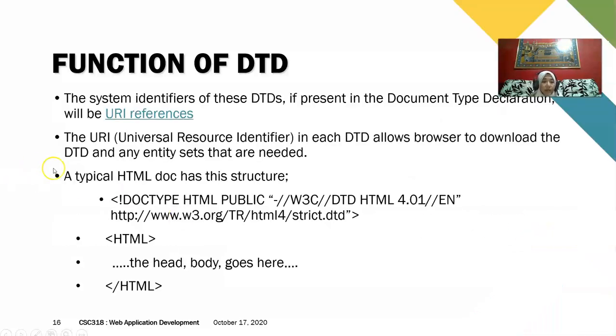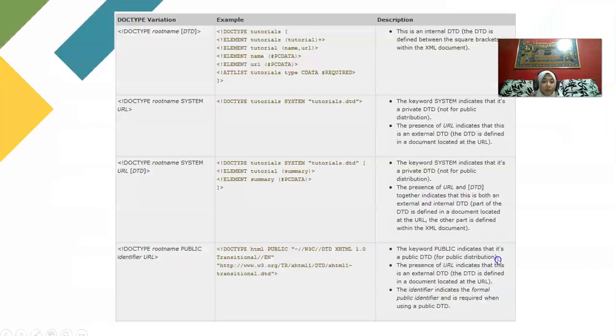Alright, so this is a typical HTML document structure. Normally we will start with the doctype HTML. But if you don't want to write this, okay, you just start with HTML and then end the HTML. No problem. This is an example of the DTD variations. You can look at this one and try to compare and contrast what the difference between the DTDs is. This is your extra knowledge.